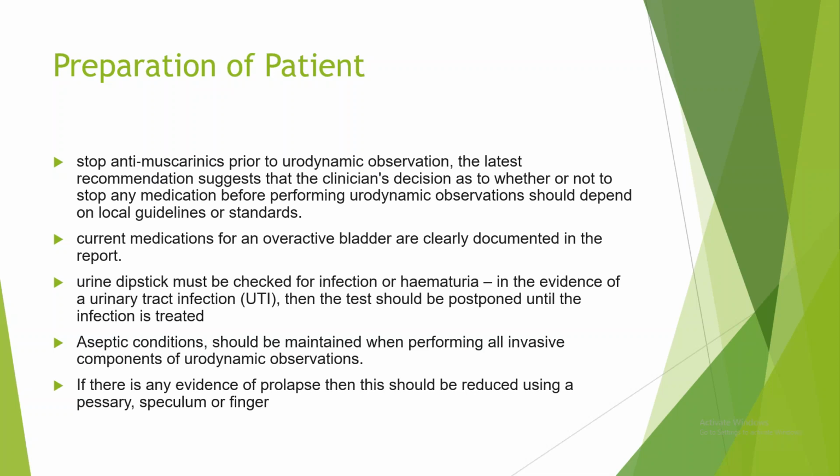Okay. And then, as I told you, urine dipstick must be done, and it should check for infection and hematuria. And if infection is there, the test should be postponed till the infection is treated. And aseptic conditions should be strictly followed. And next is, if there is any evidence of prolapse, then it should be reduced either using a finger, pessary, or speculum. So urodynamics should not be performed when there is a prolapse. It should always be reduced before doing the urodynamic study.